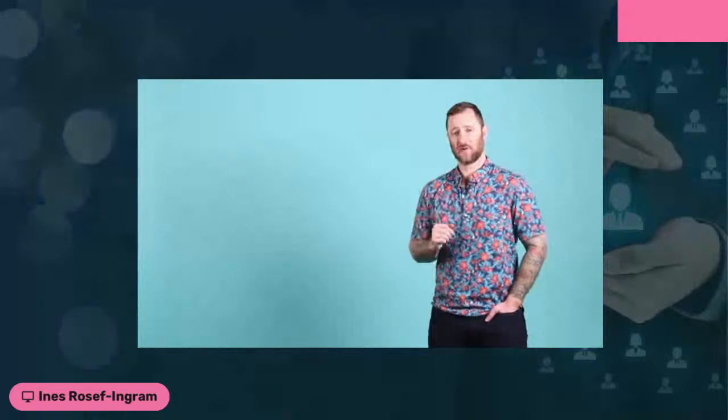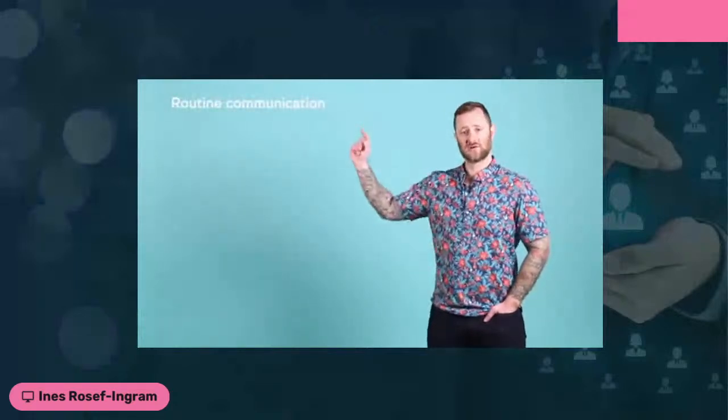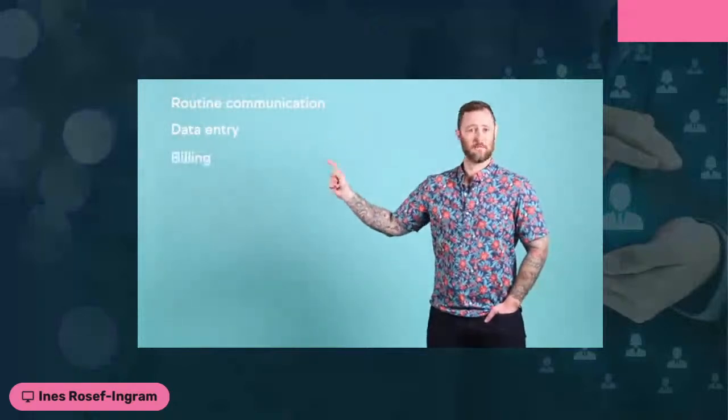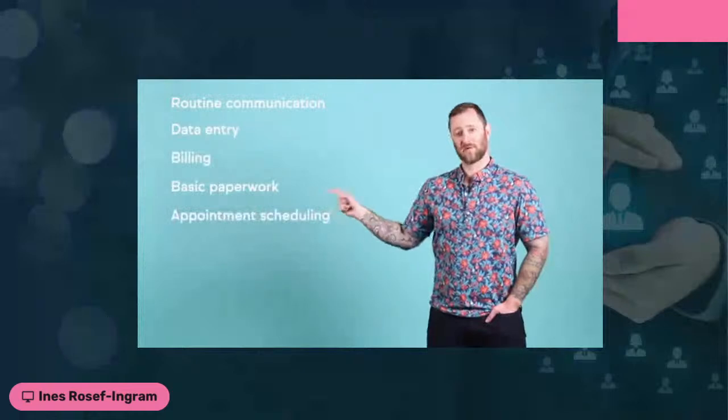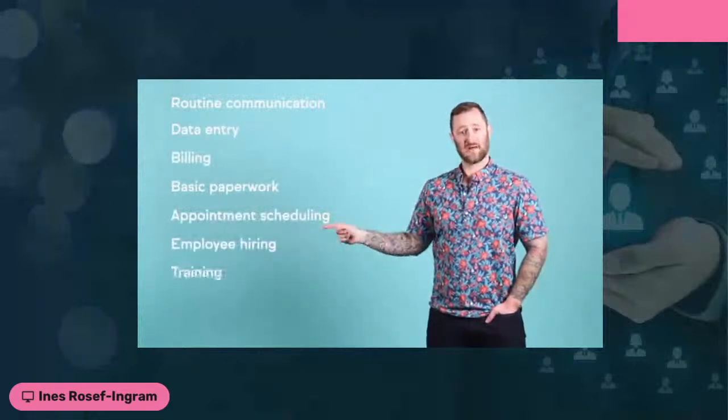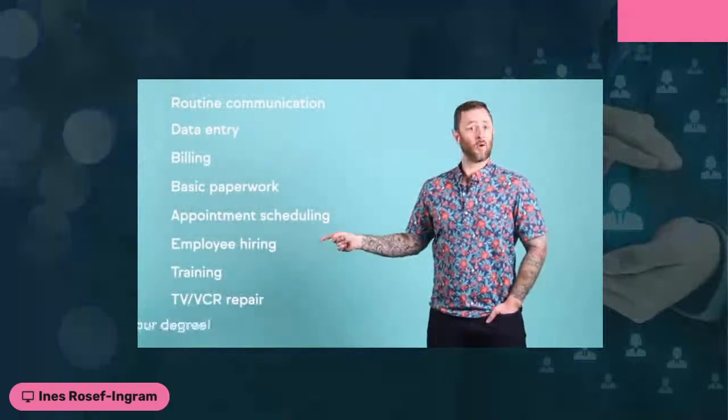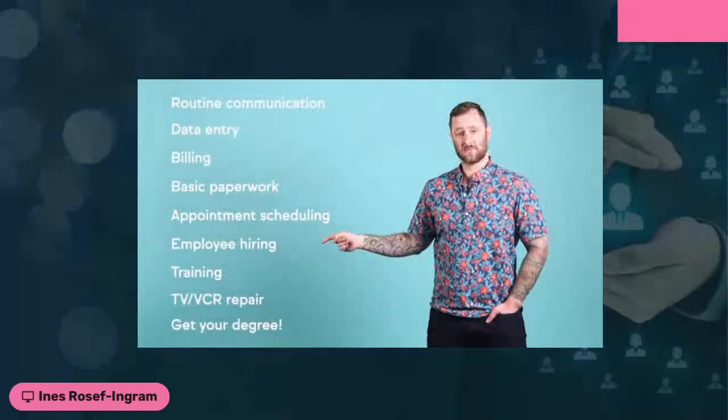Still unsure where to apply automation created by software like Keap? Here are just a few of the top performing areas being automated by successful small businesses as we enter 2020. Routine communication, data entry, billing, basic paperwork, appointment scheduling, employee hiring, training, TV VCR repair, or get your degree. You can major in business management or accounting. Wait, that's a different commercial. And as we've discussed, email campaigns, follow-ups, and customer journey monitoring.